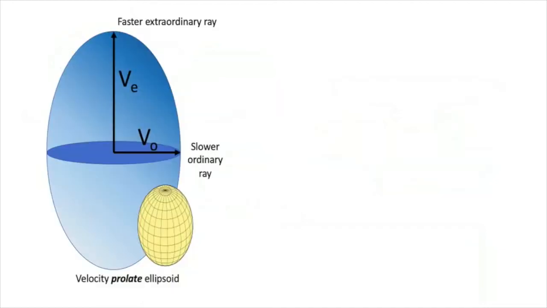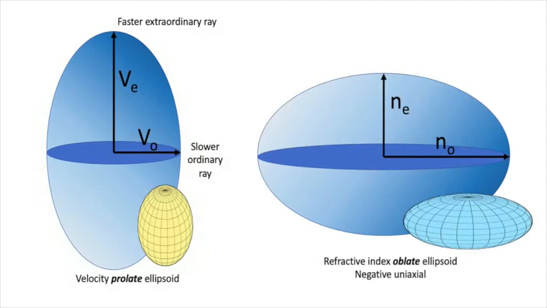In conclusion, we can finally reconstruct the ellipsoid of velocities for calcite, which in turn corresponds to an oblate refractive index ellipsoid characteristic of a uniaxial negative mineral, as we said at the beginning of these presentations.